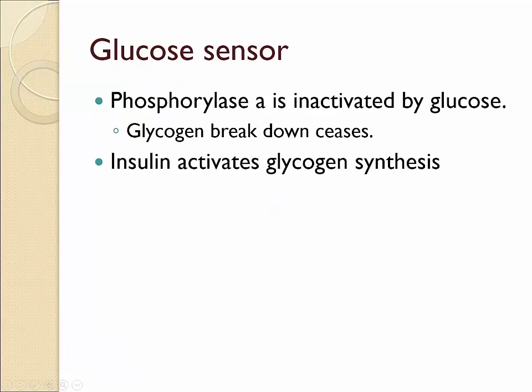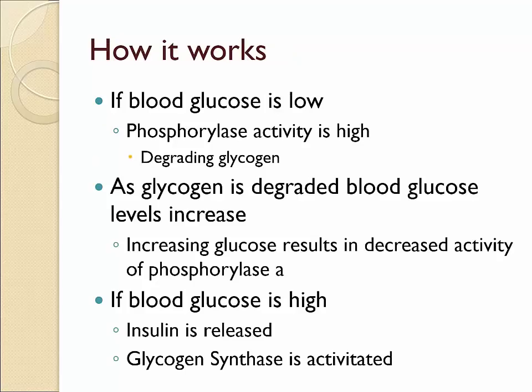So phosphorylase A, on the other hand, as we know, is inactivated by glucose, and so glycogen breakdown ceases. Insulin activates glycogen synthesis. So here's how it works. If your blood glucose is low, phosphorylase activity will be high, degrading glycogen to release glucose to the blood. As glycogen is degraded, blood glucose levels increase, and increasing glucose results in decreased activity of phosphorylase A, because phosphorylase A is sensitive to glucose.